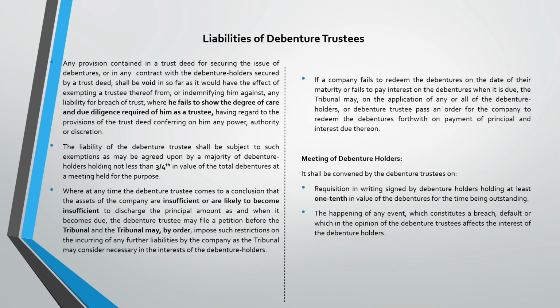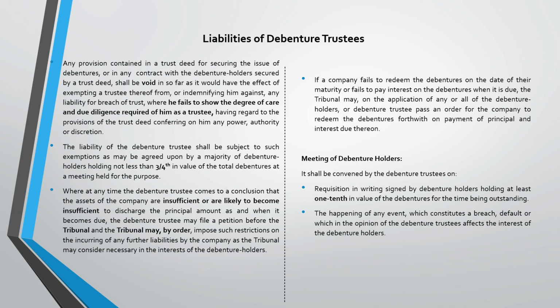So if a company fails to redeem the amount or fails to pay the interest, or the debenture trustees come to know that the assets of the company are insufficient or likely to become insufficient, they need to exercise due care and due diligence, take necessary steps, and file a petition before the tribunal. If they don't do this, then they can be held liable to the debenture holders.